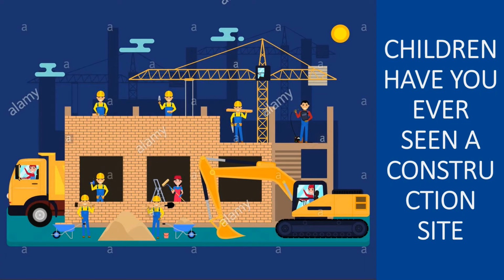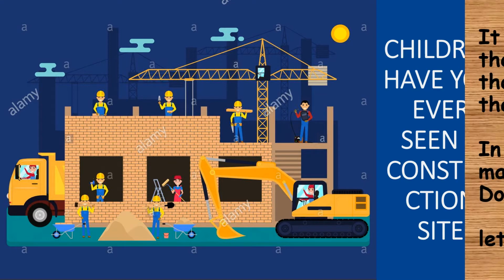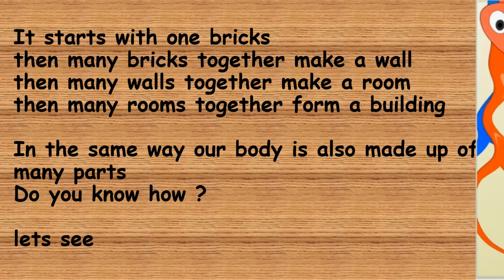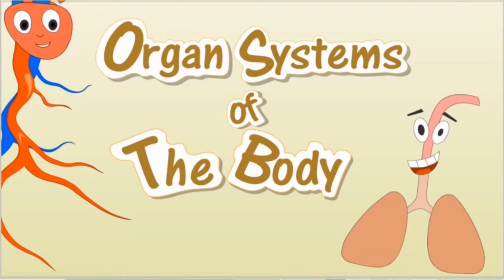Children, have you ever seen a construction site? It always begins with one brick. When many bricks are combined, they form a wall. Then many walls together make a room. When all the rooms are constructed, it forms a building. In the same way, our body is also made up of many parts. Do you know how? Let's see. Organ systems of the body.